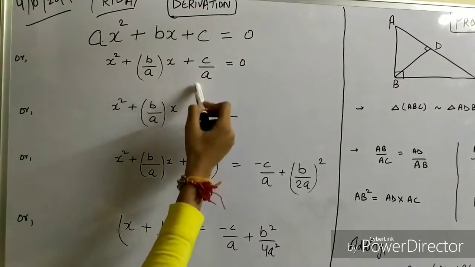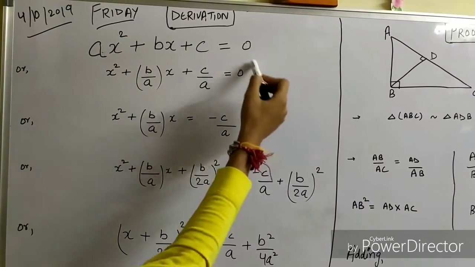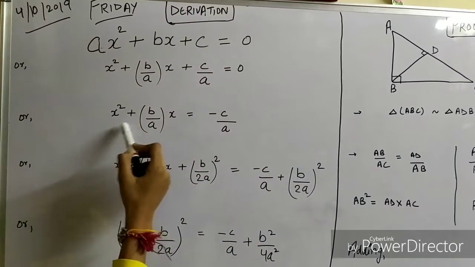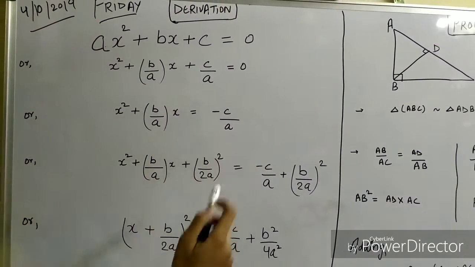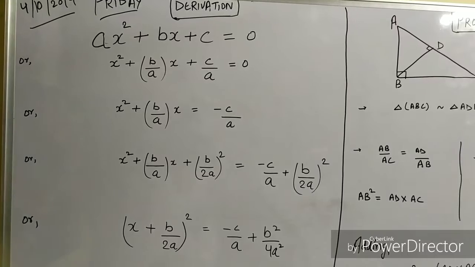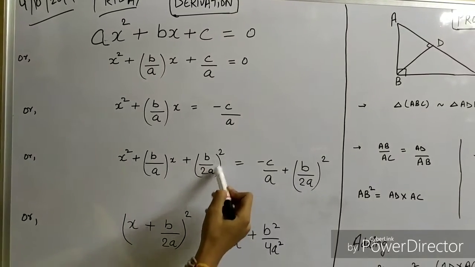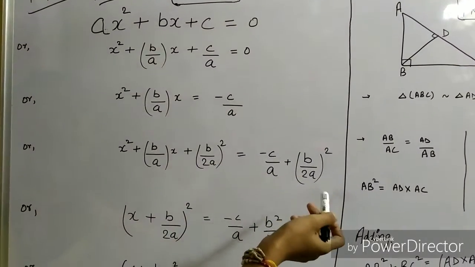Now taking this constant term c/a to the right hand side, we get x² + (b/a)x = -c/a. Now we add (b/2a)² to both sides of the equation.